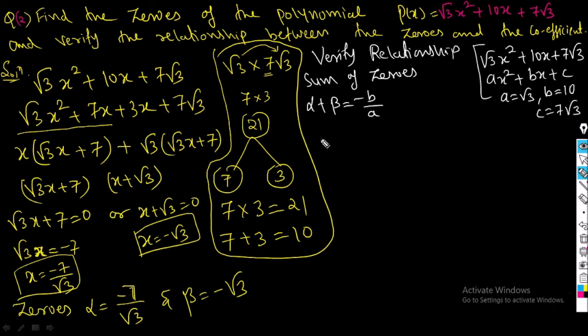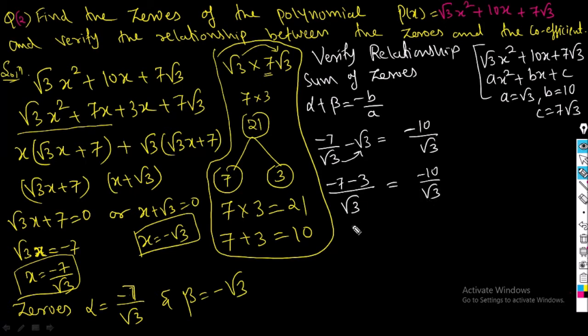So I'll substitute here alpha plus beta, that is minus 7 by root 3 plus beta, which is minus root 3. So I'll write here minus root 3 is equal to minus b, 10 divided by root 3. Now on the left hand side I will take the LCM. It will come root 3 minus 7 as it is, this root 3 multiply here. So root 3 into root 3 becomes 3. So minus 10 by root 3 as it is. So minus 7 minus 3 becomes minus 10 by root 3. On the right hand side also we have minus 10 by root 3. So here I can say that the first relationship is verified.